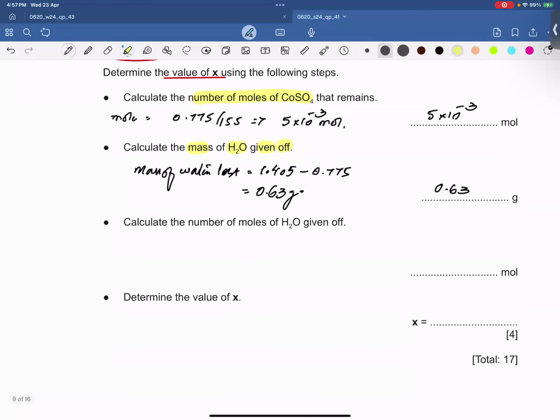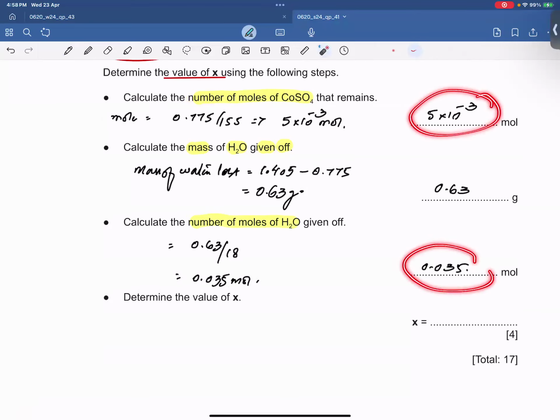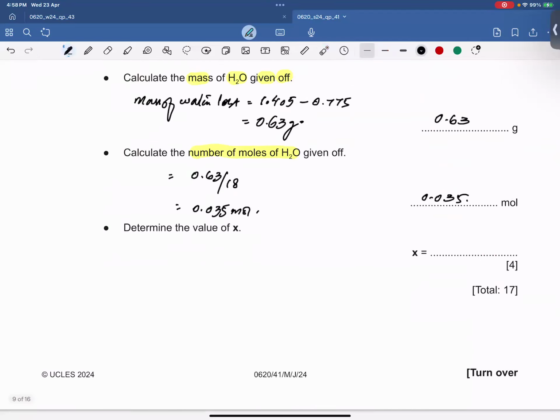So in order to calculate the moles of water, I need mass of water, which is already calculated in the previous part. I'm going to divide this value by 18. So 0.63 divided by 18, you will get 0.035 moles. See, guys, I know the moles of cobalt sulfate. I know the moles of water. I'll get the simplest ratio by using these two values. And so I'll get the value of X.